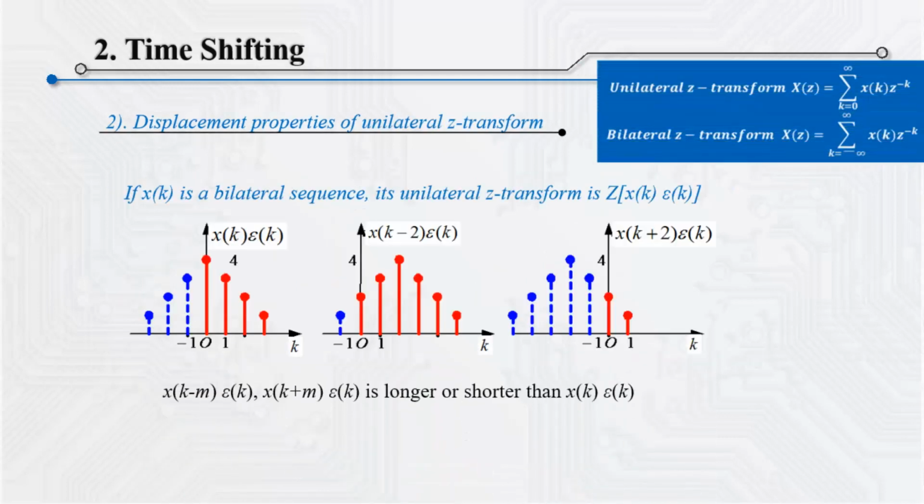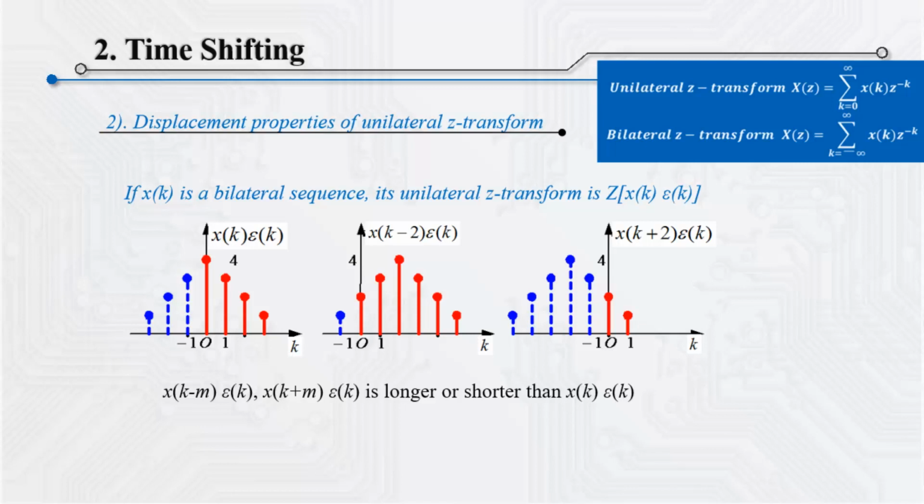Then, let's take a look at the displacement characteristic of unilateral Z transform. If the original sequence x of k itself is a bilateral sequence, then solve it for unilateral Z transform. According to the definition of unilateral Z transform, you can see the Z transform at this time, then the interval of summation is 0 to infinity.